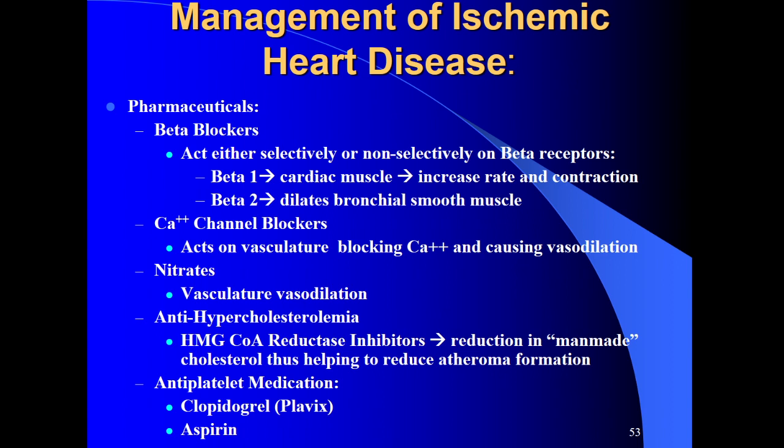Pharmaceutical treatment includes beta blockers, which act either selectively or non-selectively on beta receptors. Calcium channel blockers act on the vasculature, blocking calcium and causing vasodilation. Nitrates and drugs for hypercholesterolemia: HMG reductase inhibitors reduce man-made cholesterol, thus helping to reduce atheroma formation. Antiplatelet medication: clopidogrel and aspirin.